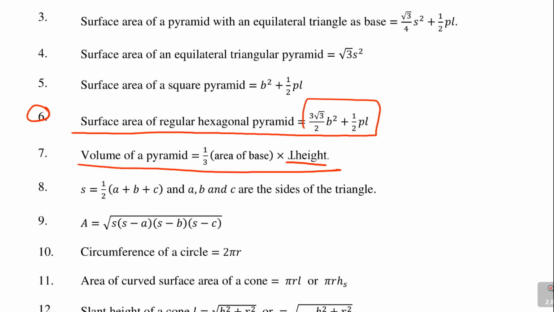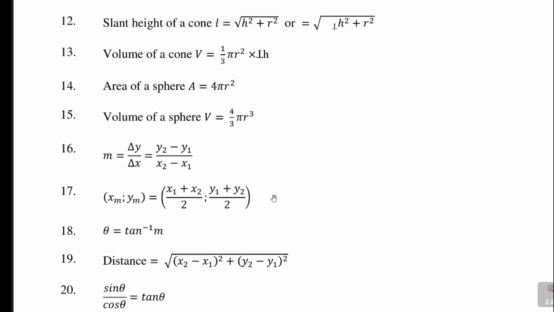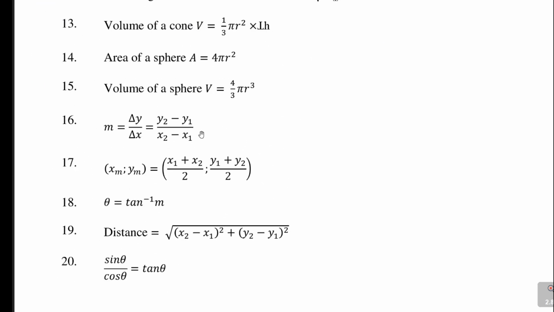Let me come back to the formula here. We have the formula of the gradient. There it is, m is change in y over change in x. The formula here is y2 minus y1 over x2 minus x1. Okay, and then if we use that, m is equal to y2 minus y1 over x2 minus x1. So we find the gradient.